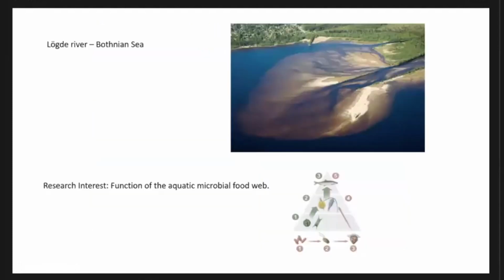And this figure, I would like to show that already now in the Bothnian Sea, in the northern Baltic Sea, it's a really brown sea, let's say so.